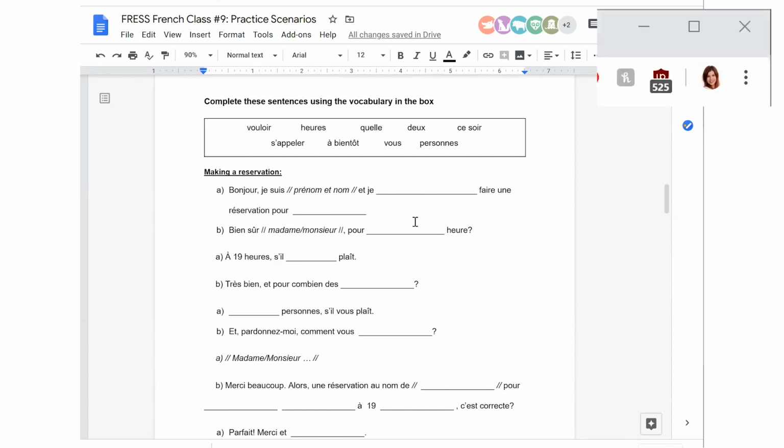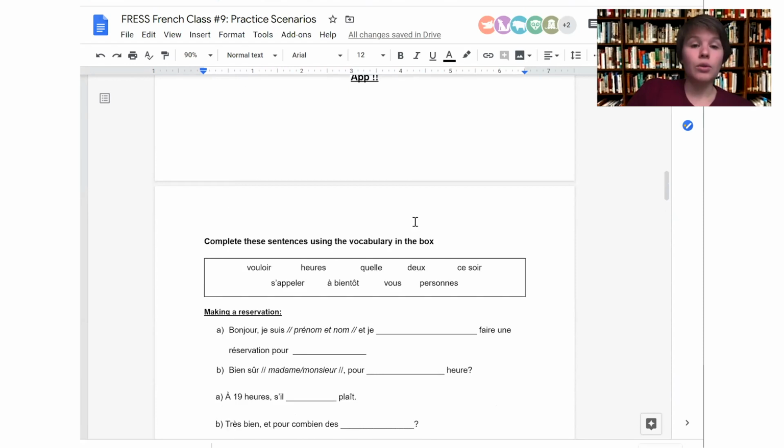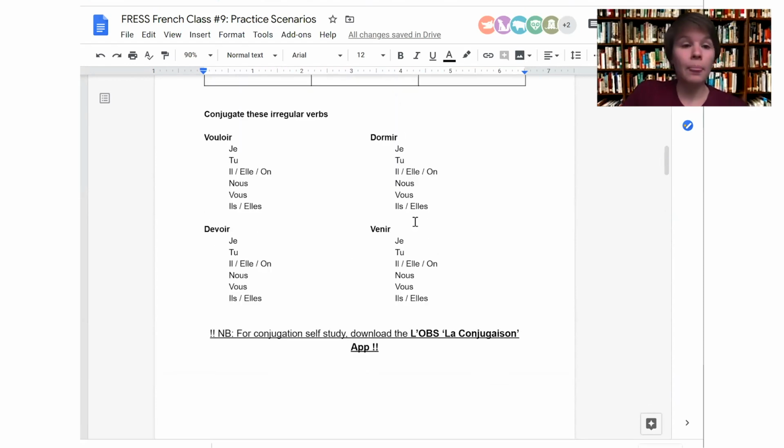So to finish off for today, we're just going to do these irregular verbs just to demonstrate how they're a bit different. But for your own self-study, I really recommend you download the Larousse La Conjugaison app. It's on any of the app stores, I think. And I really like it because it just gives you basically every French verb that exists.